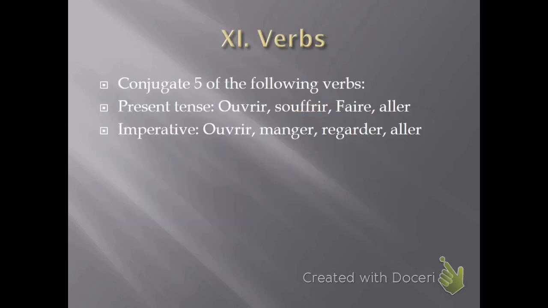Okay, and last but not least is part 11, our verb conjugations. You will need to choose 5 of the following verbs to conjugate. So just a total of 5. You can choose from the present tense: we have ouvrir, souffrir, faire, and aller. And from the imperative, we have ouvrir, manger, regarder, and aller. So choose a total of 5 of those verbs.